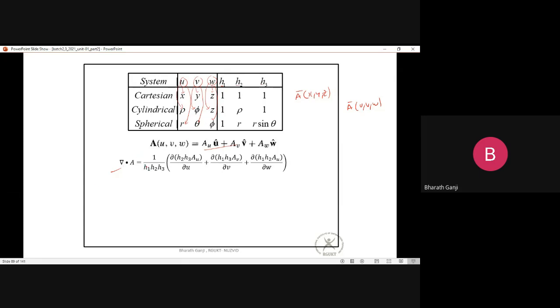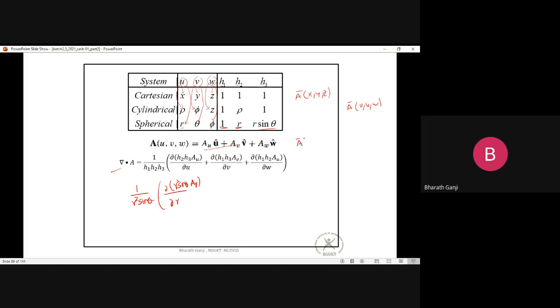So in spherical coordinate system, h1 is 1, h2 is r, h3 is r sin theta. So what is the divergence formula? 1 by h1 h2 h3, that is r square sin theta, right? r into r sin theta into 1 gives r square sin theta, and dou by u, wherever it is, for spherical coordinate system you have to replace it with r. And for the first product, because we are writing the first one, h1 will not be there, h2 into h3 will be there. h2 is r, h3 is r sin theta, so you get r square sin theta times of a_u, that is a_r, the a_r component of your vector.